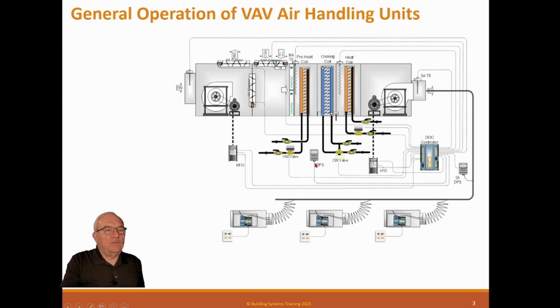And this particular one has a room pressure sensor. Not all of them do, but that helps to keep the room at constant pressure as these flows begin to change. So that's the general operation of a VAV, and all VAVs work that way, but there are some differences, and we'll go through and talk about those differences.